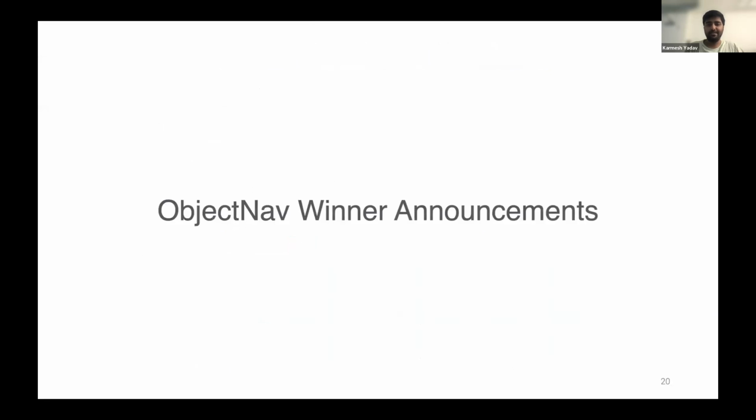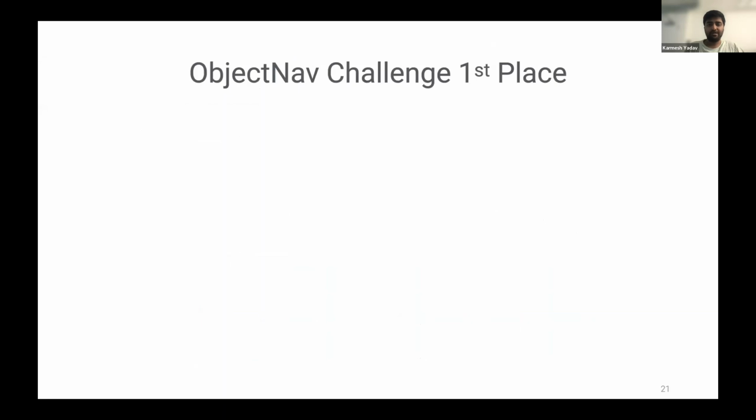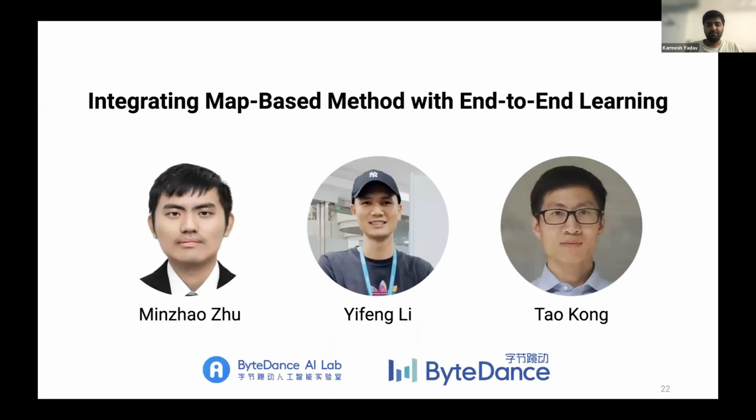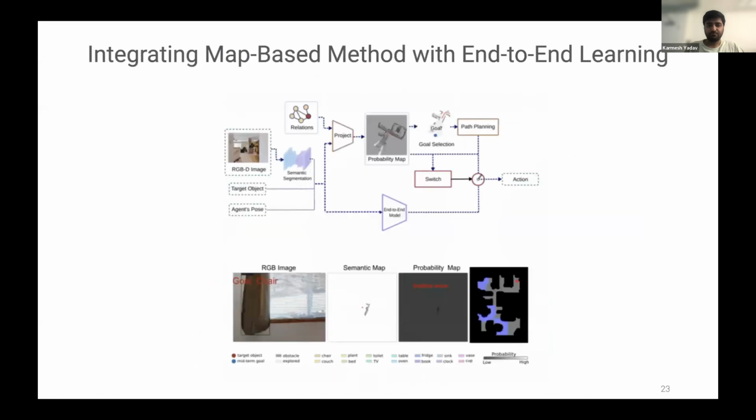And now we'll see which are the winning teams from this. So the first place for the ObjectNav challenge goes to Team ByteBot with an SPL of 0.35. The team is from the ByteDance AI lab, and their work is titled Integrating Map-Based Methods with End-to-End Learning. Congratulations to the ByteBot team. Their work basically looks like this.